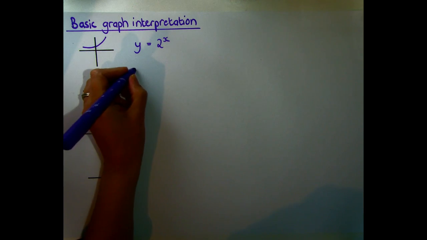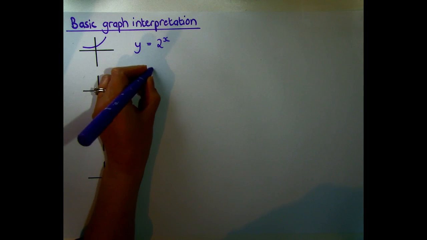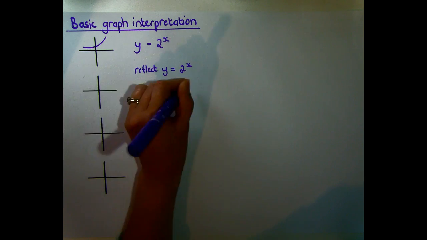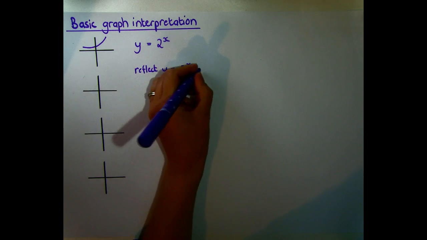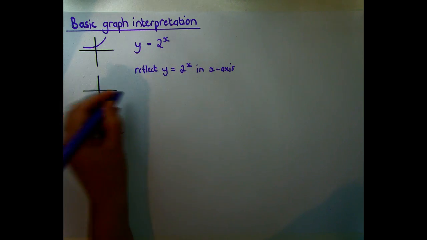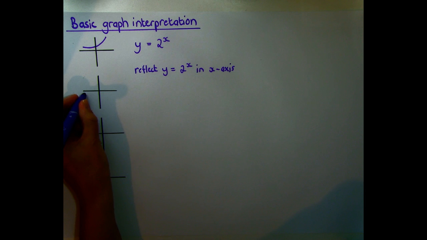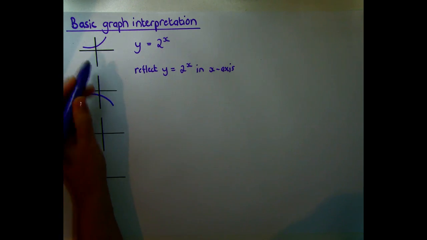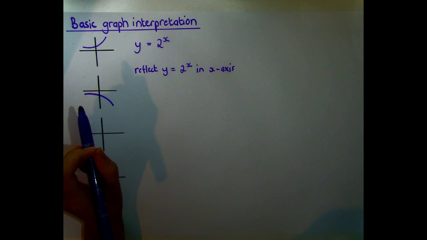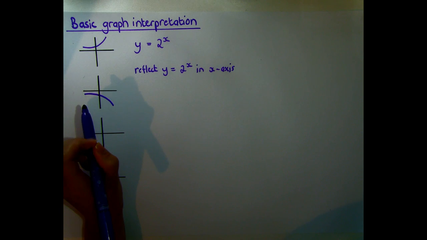Okay, if we then reflect that, so if we reflect y equals 2 to the x in the x-axis, so if we reflect it like that, okay, so it's now been moved that way, then when you reflect in the x-axis, then y becomes negative.